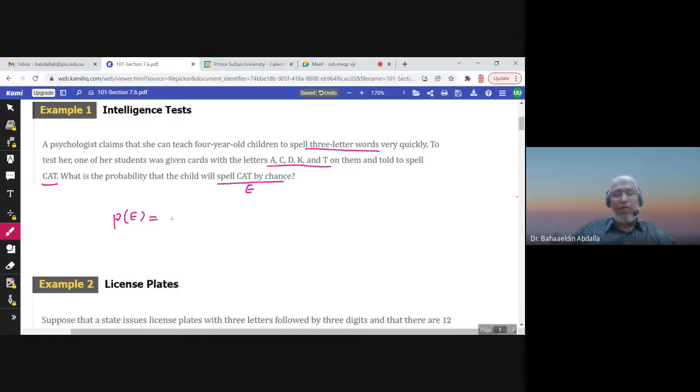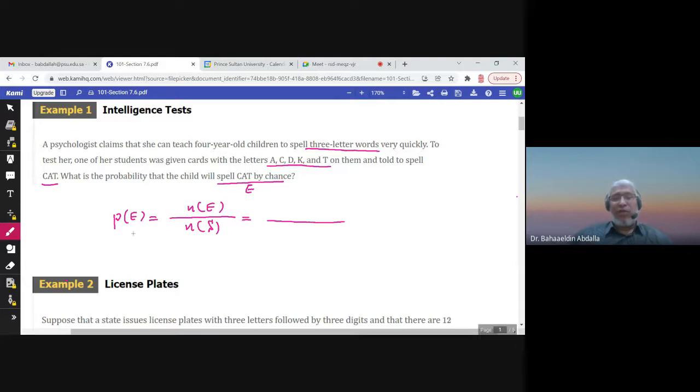To find the probability of E, we need to find the number of elements in E over the number of elements in the sample space of the experiment. So what is the experiment? Well, I have 5 letters and I need to choose 3 letters of them. Are these 3 letters we are going to choose in order or not in order? Of course, in order, because we need to form the word cat. So we have to choose C first, then A, then T.